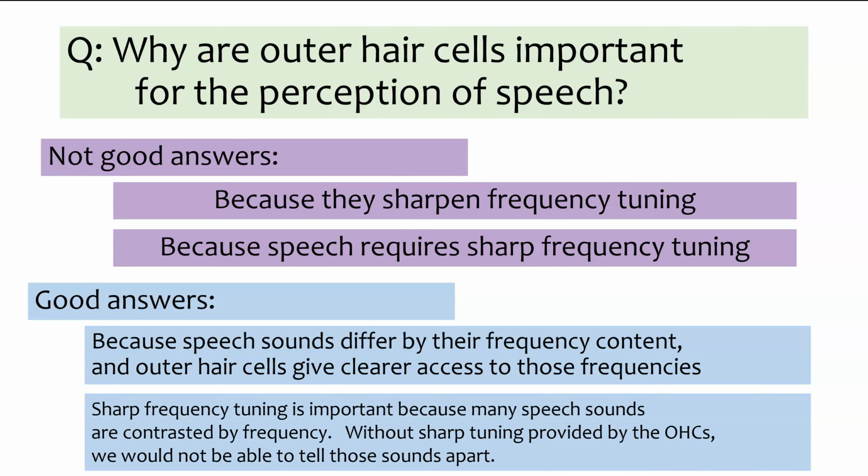You could be a little bit more lengthy with this. Sharpened frequency tuning is important because many speech sounds are contrasted by frequency. Without sharp tuning provided by the outer hair cells, we wouldn't be able to tell those sounds apart. So what this is demonstrating is that you know that different speech sounds require frequency tuning and that the outer hair cells are the things doing that frequency tuning.